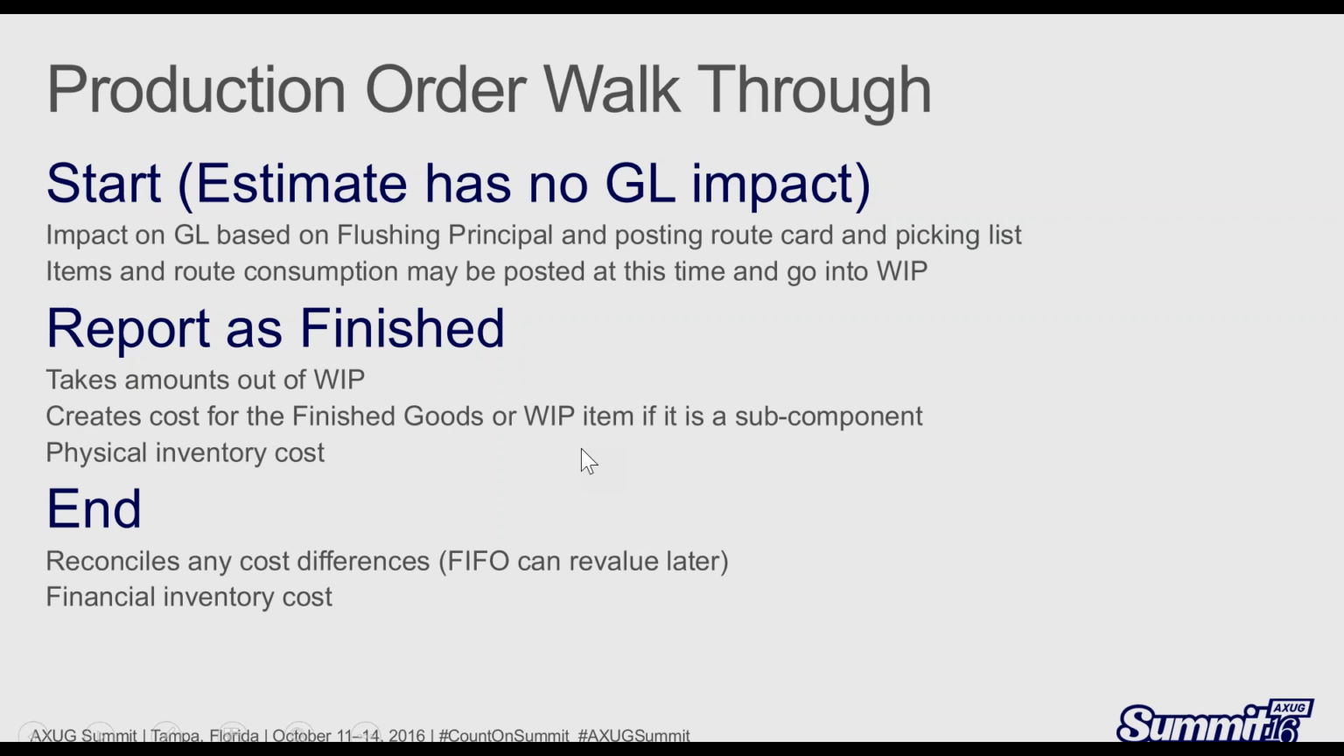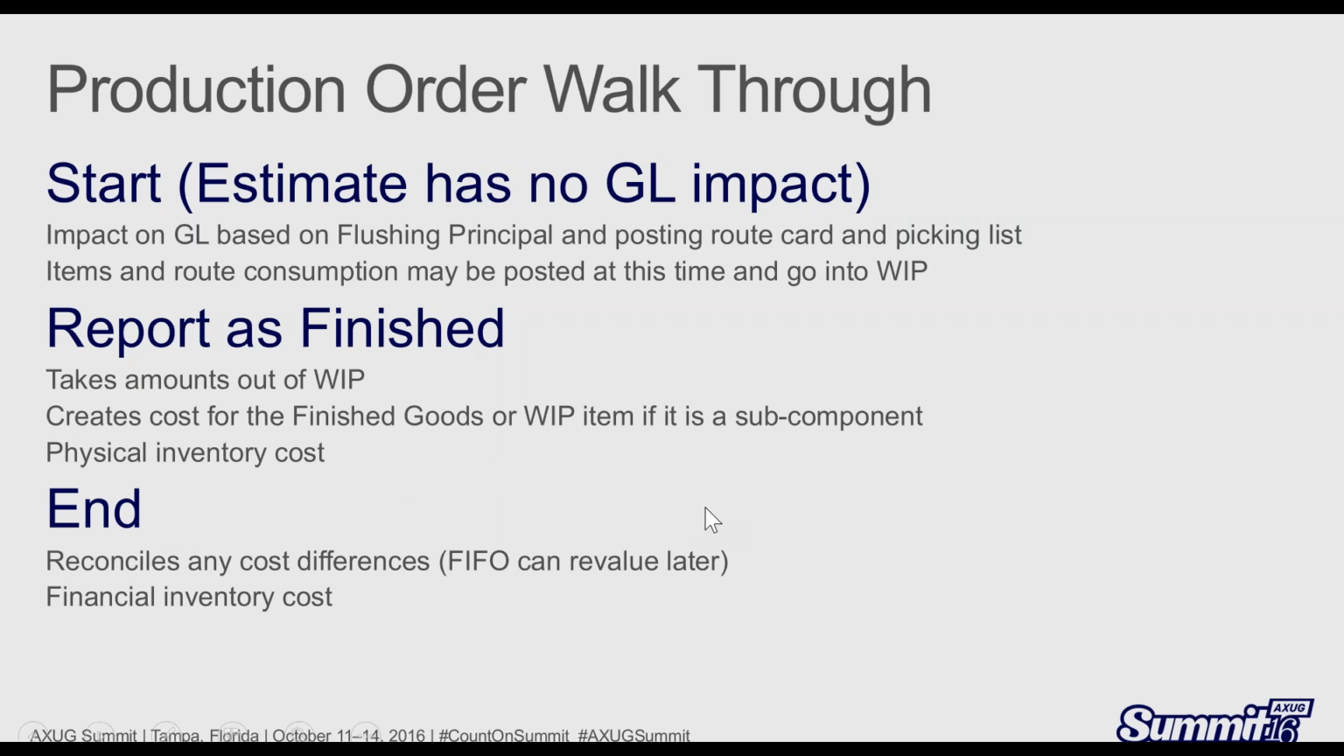Some people have sub-assemblies that are not phantoms. Then they've got to go ahead and do the report as finished for the WIP item, and then that goes into the finished goods next. But this is going to create a physical inventory cost for the finished goods at the time that you do the report as finished. So when you do the end, that's the financial end.